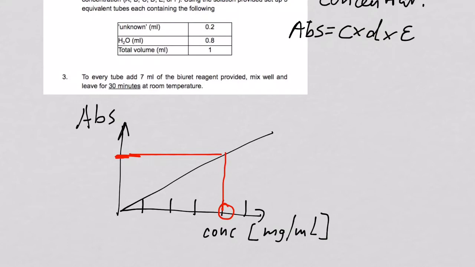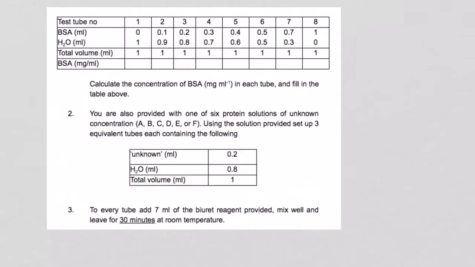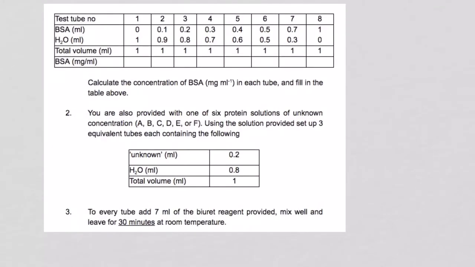So, how are we going to do that? Well, for the first part, we take a total of 8 samples. These 8 samples here, 1 to 8, make up our standard curve. And these are the test tubes, 1 to 8 here.